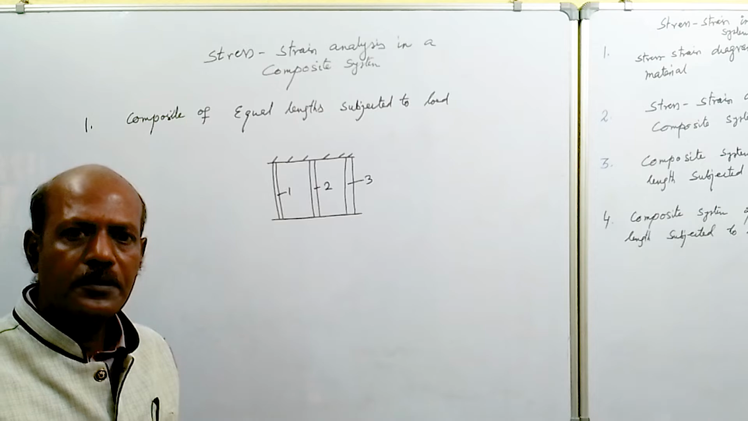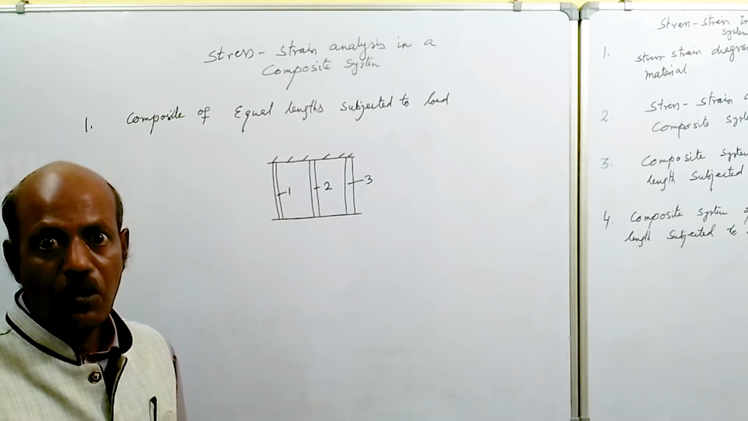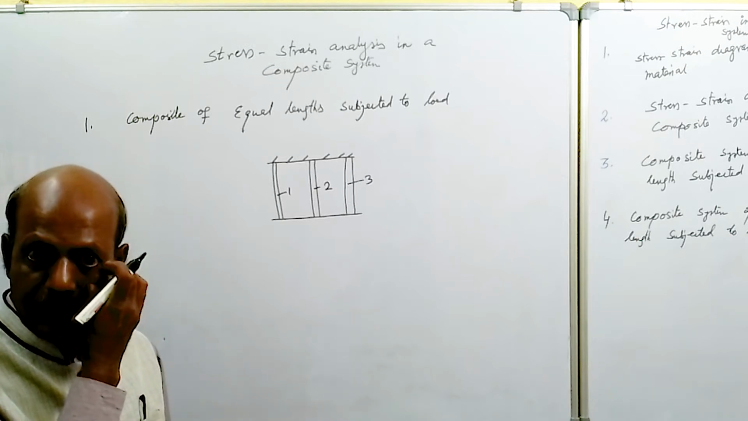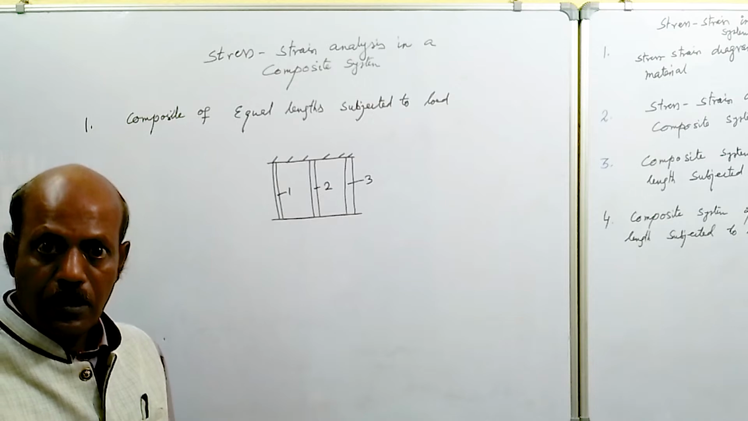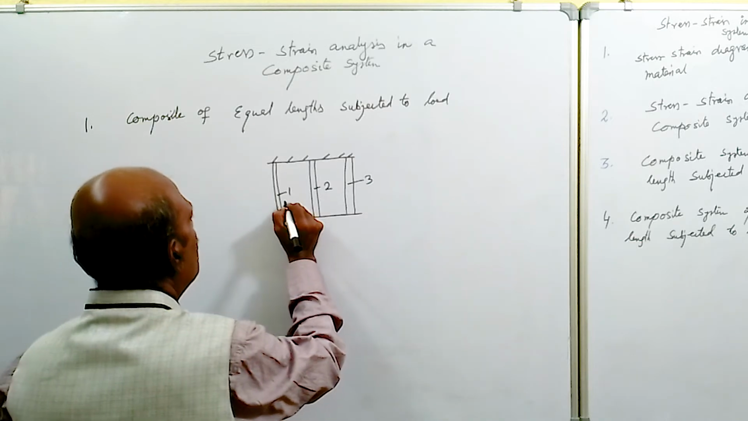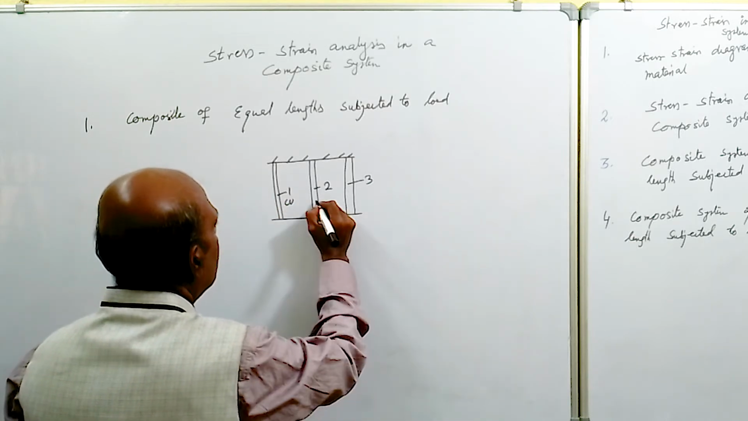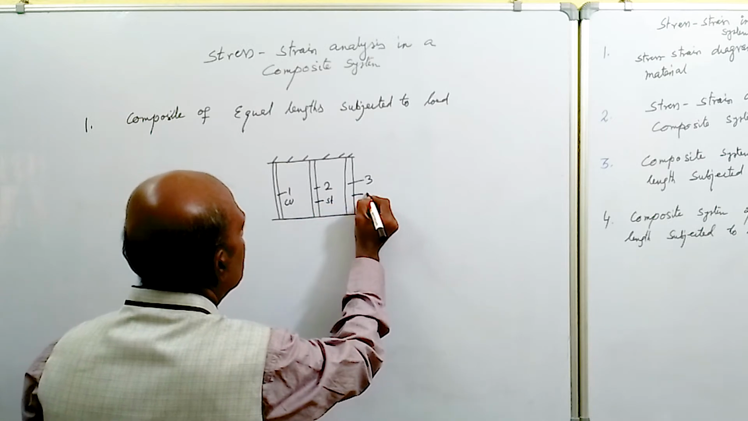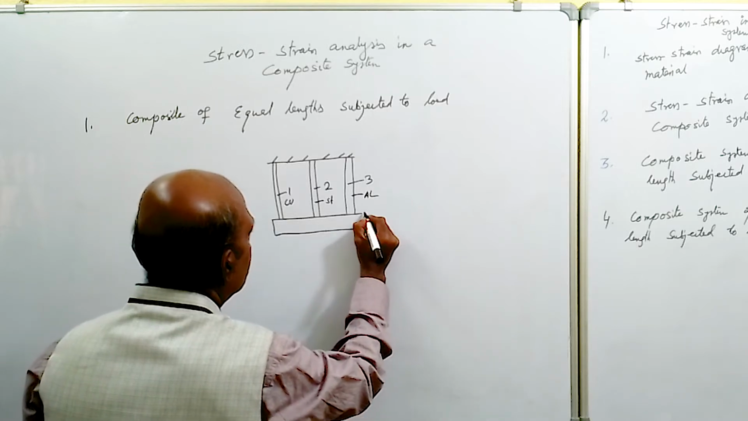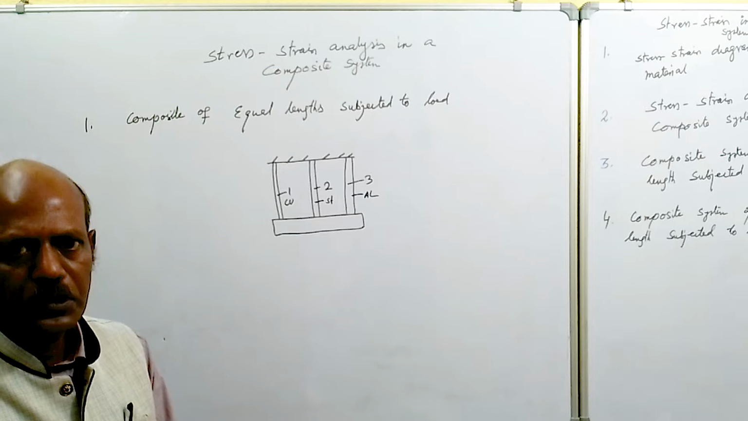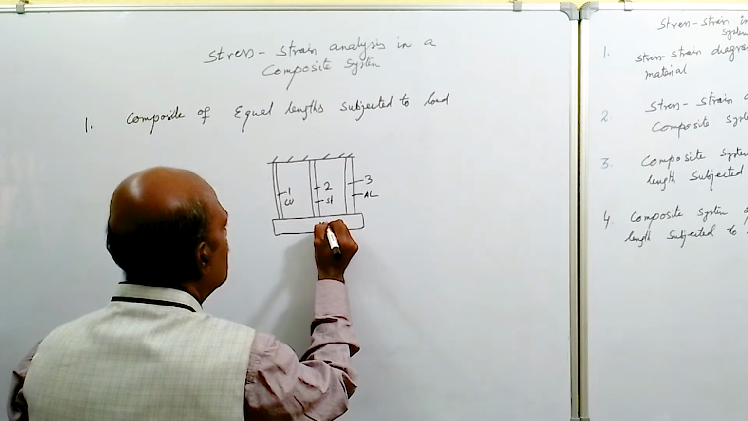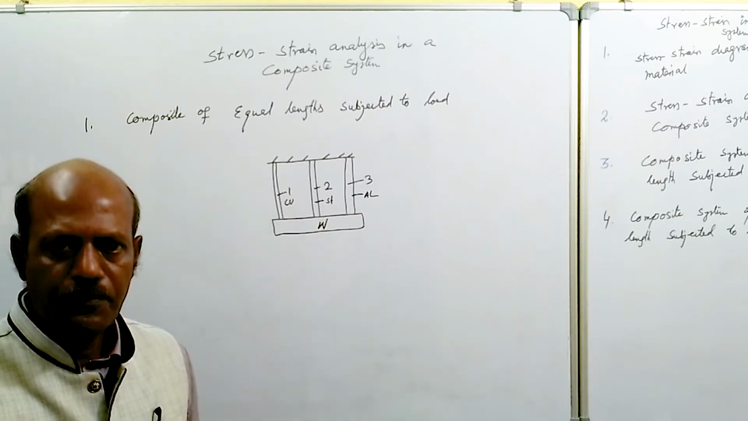All the bars have equal length, but the cross-sectional area or the material are different. So that means the cross-sectional area of the bars may be same or different, and the material of the bar may also be same or different. For the time being, we are considering this is made of copper, this is made of steel, this is made of aluminium, and the heavy load is suspended under the bars. So 3 bars are supporting this load, and say the load value is W.